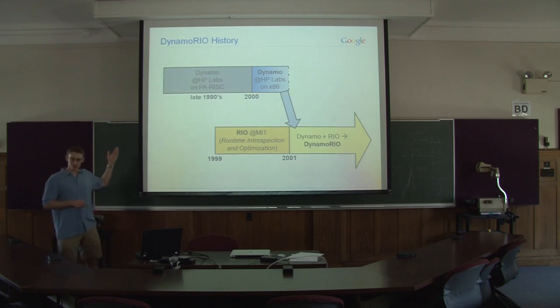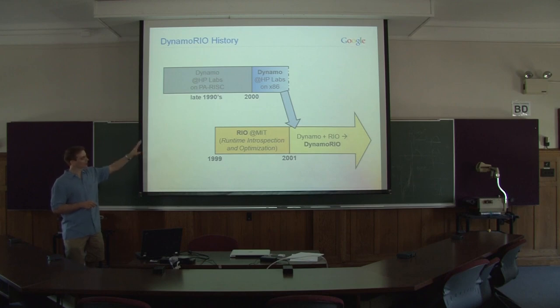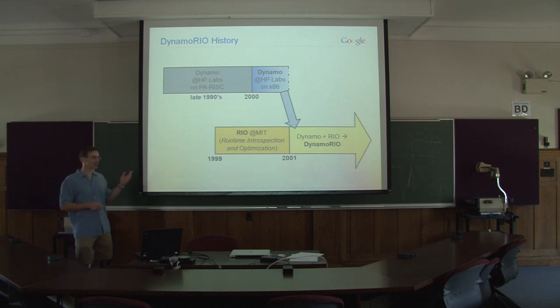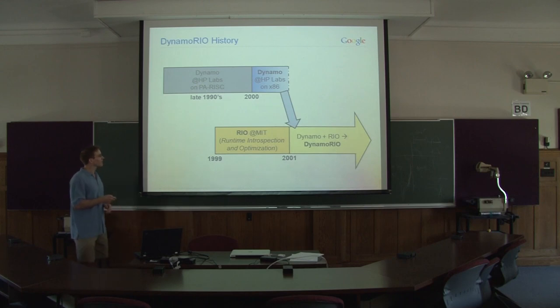One reason is PA-RISC is not very good at branch prediction. So they switched to x86, with less success there. And at the time, the people on the Dynamo team all moved on. Soon after they started the code base fresh, targeting x86, so they all left. I was at MIT in a group called RIO, Runtime Introspection and Optimization. We wanted to use their system, so we made an agreement with Hewlett Packard to use it at MIT. And they all left, so we essentially took it over.